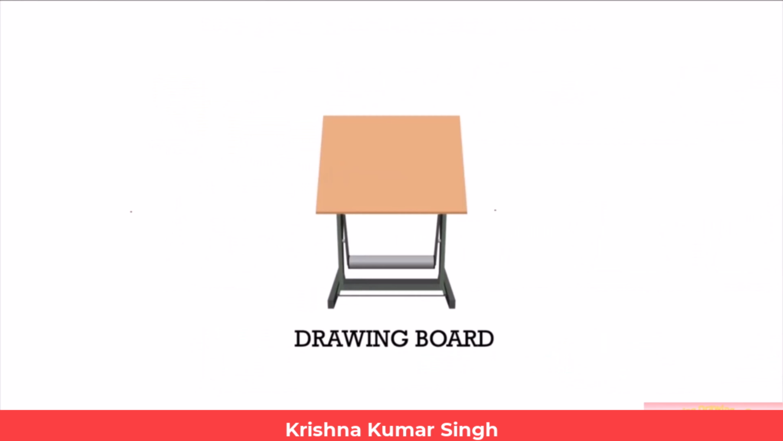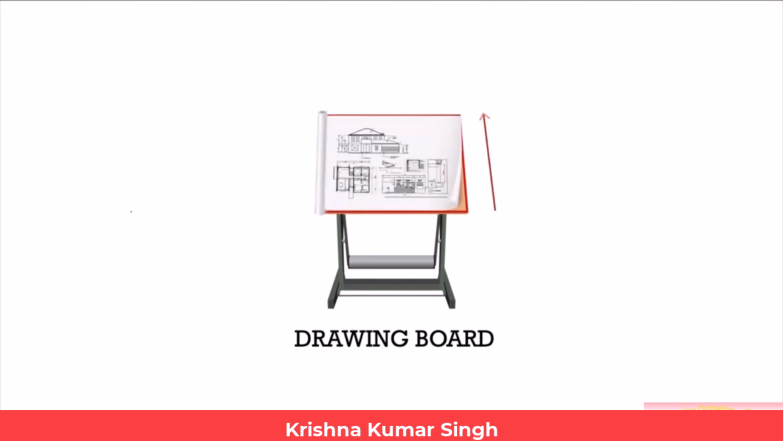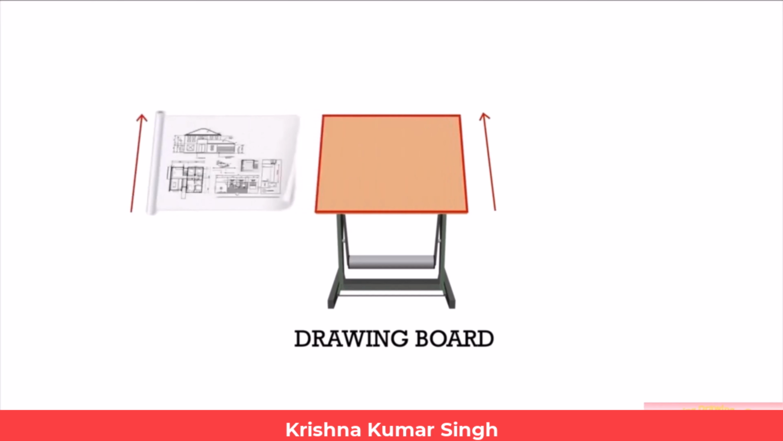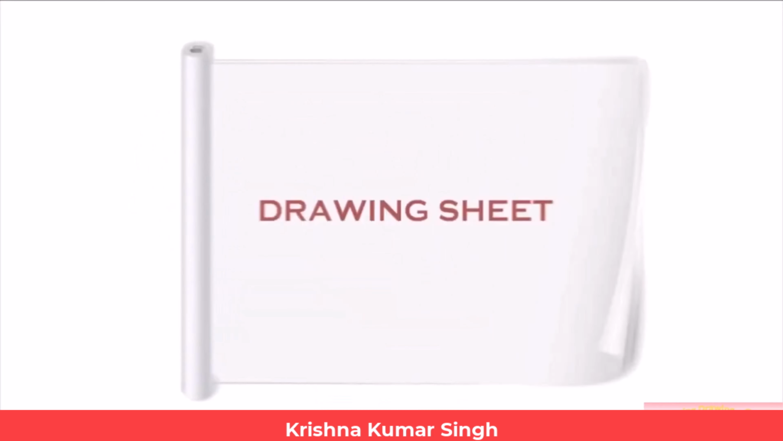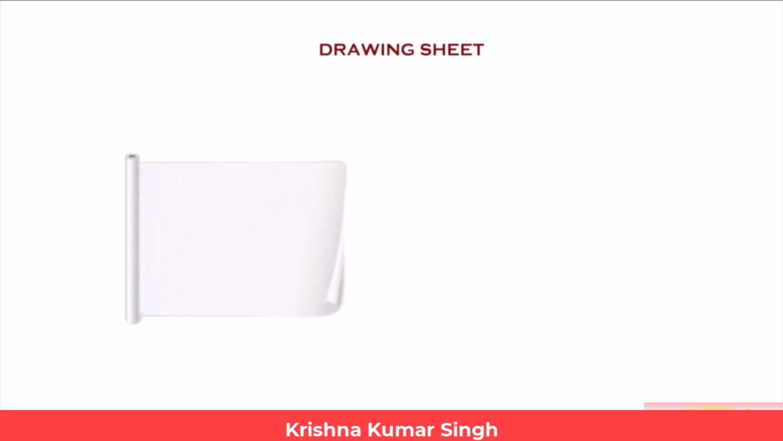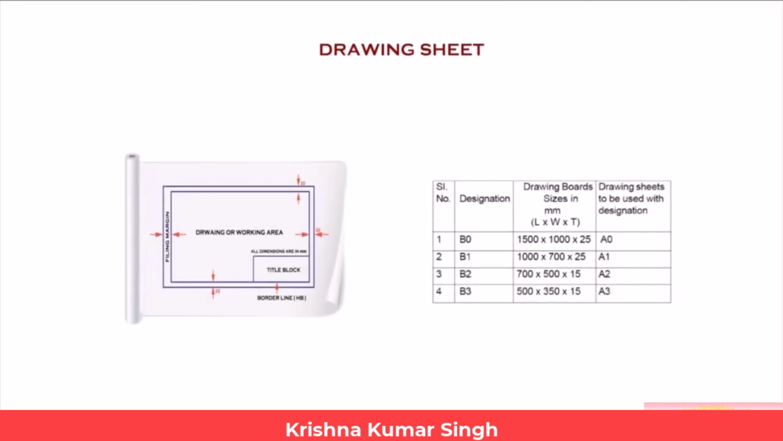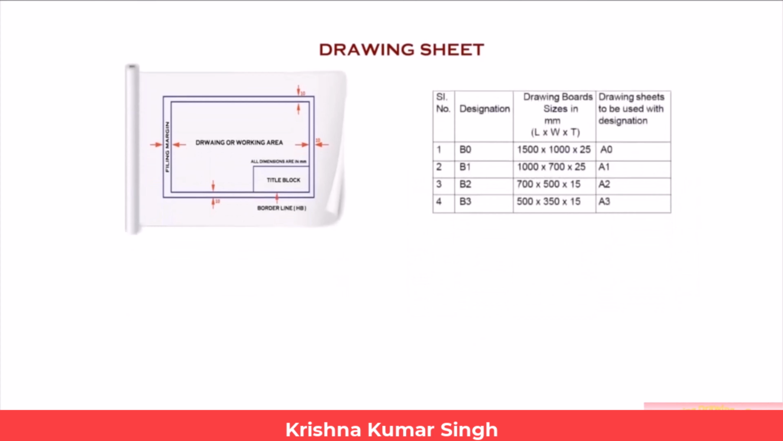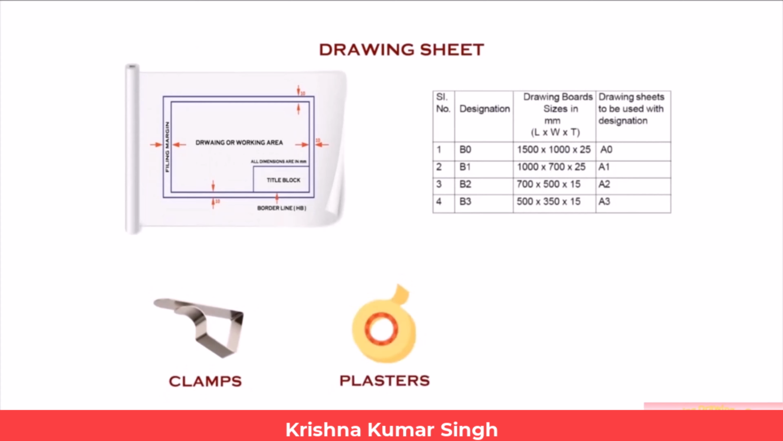Drawing board. Drawing board is generally made of softwood and it is in a rectangular shape. It is used to support the drawing sheet, so the size of the board is made according to the size of the drawing sheet. Drawing sheet. Drawing sheet is a white paper on which an object is drawn, which is available in various sizes. To fix the drawing sheet to the board, clamps, plasters, paper holders are used.